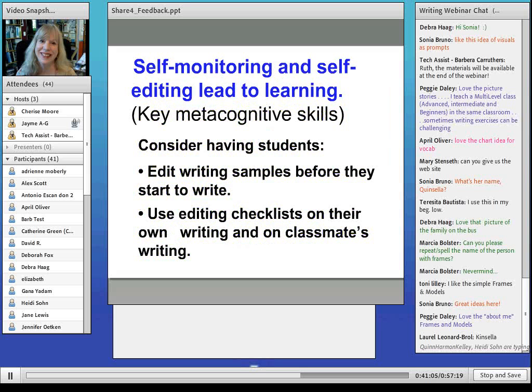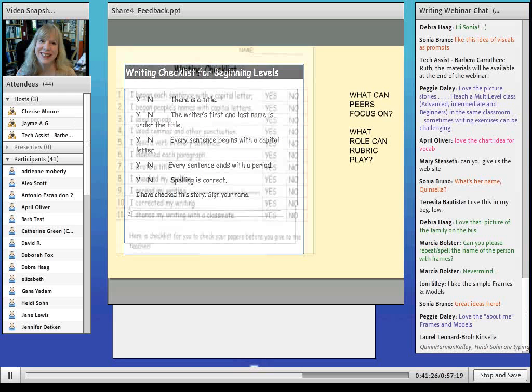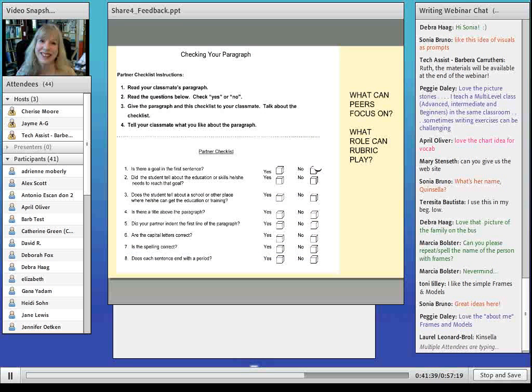When you are asking the students to edit their work, you're really engaging their metacognitive skills. So before you ever have them edit their own, have them edit samples. And then, again, the editing checklists. Here's Susan Gare. This is an example of a writing checklist for beginning level. Here's one a step up. And notice that even in the checklist, the student is getting a little more language. Here's a higher level one.